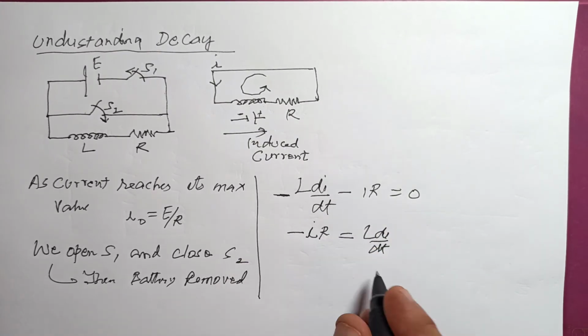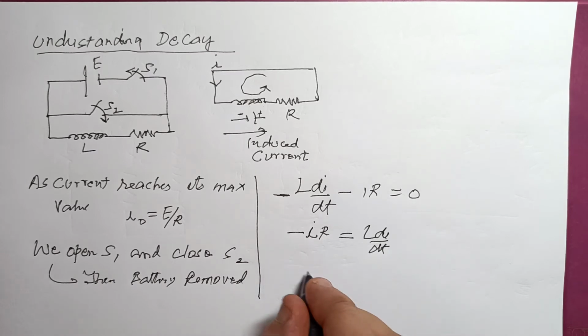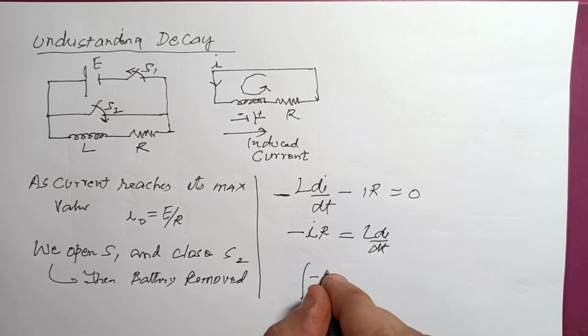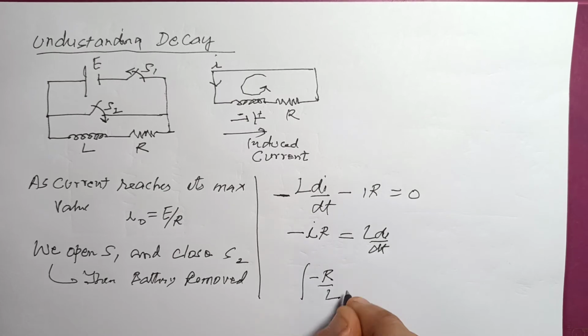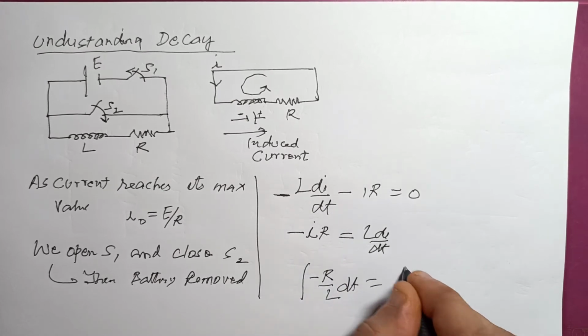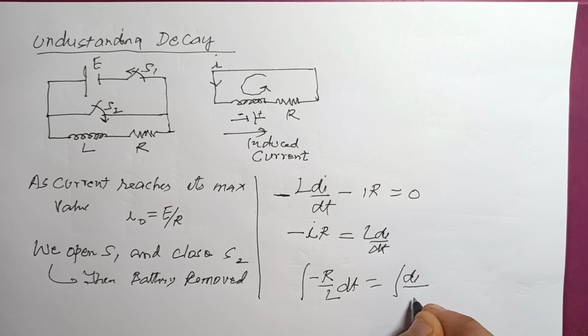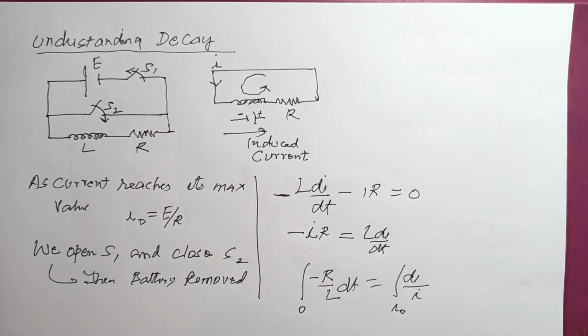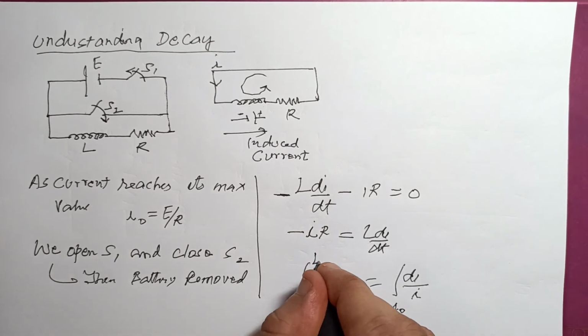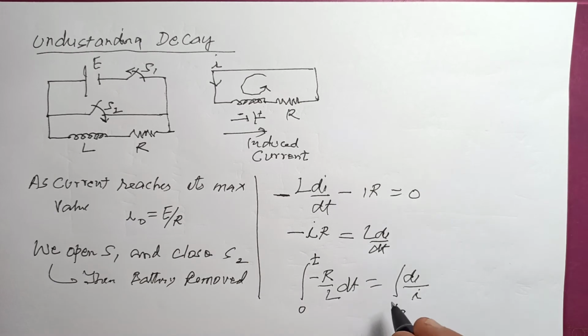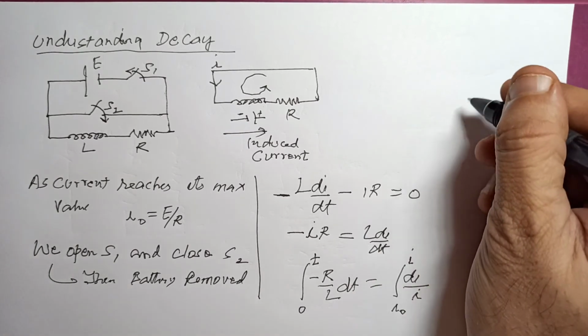Now let's segregate it, take dt here, and then I can put it minus R by L dt is equal to di by I. Now when current was 0 to current is I naught, now 0 to t in the time t and I naught to I. So now we will integrate it.